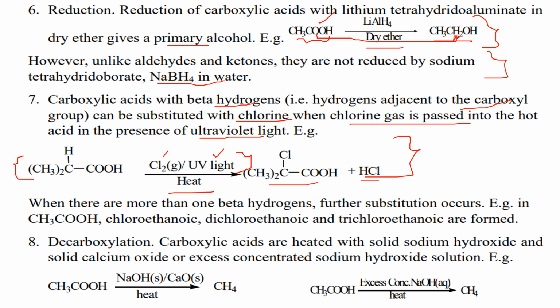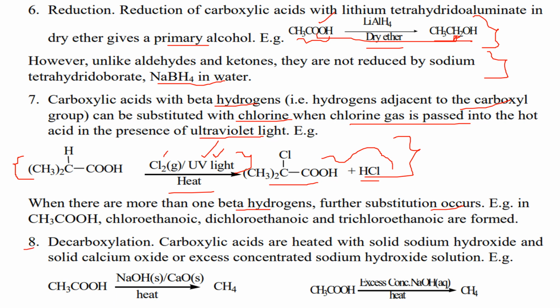Now when there is more than 1 beta hydrogen, further substitution is going to occur. That means that we form a mixture of products here. That's why ultraviolet light is not advisable in synthesis unless you are forming your final product, because usually we have a lot of products being formed. So we do not encourage it to be anywhere in the middle of a mechanism.